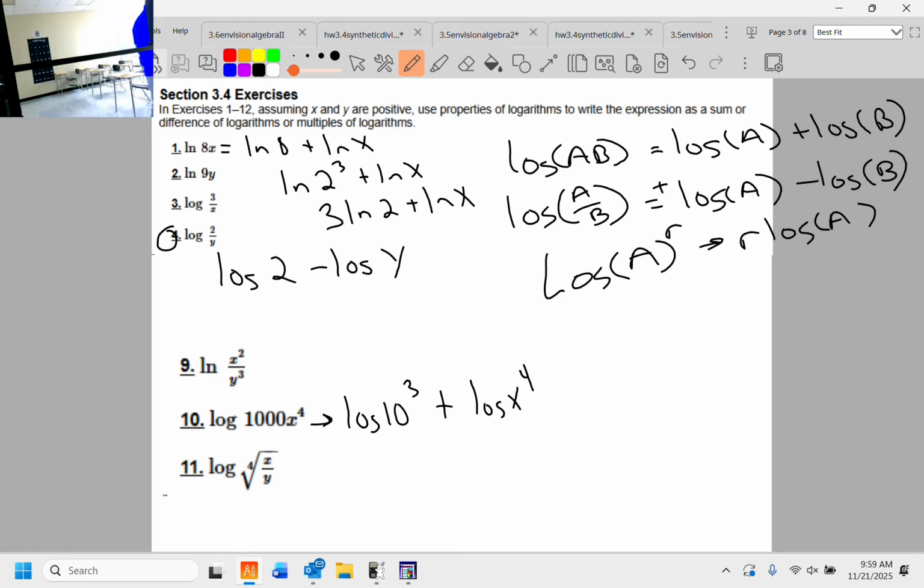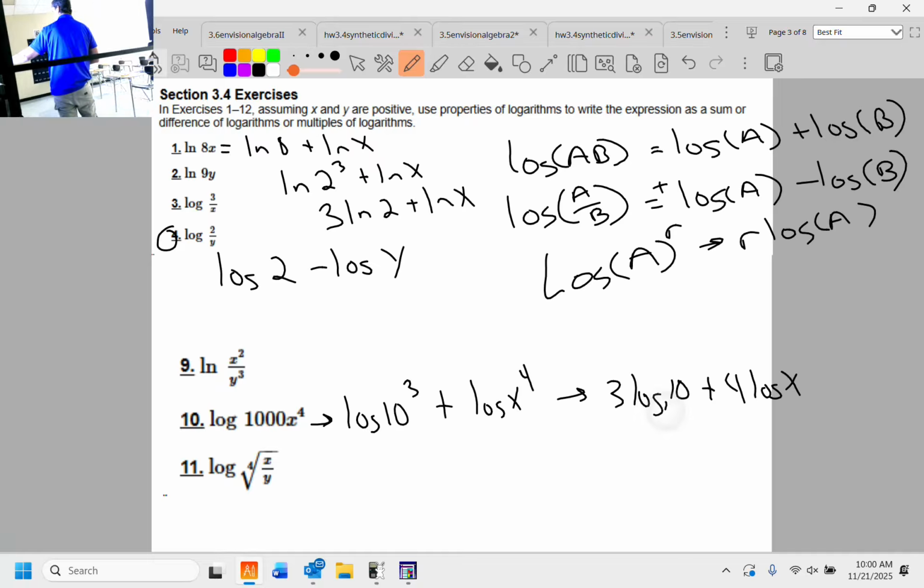And it may take you 2 steps to simplify log of 10 cubed, I don't know. But the 3 goes out front, and the 4 goes out front. But you should not stop there, because what on God's green earth is a log of 10? 1. If the base and the argument match, it's 1. So you get 3 plus 4 logs of x.